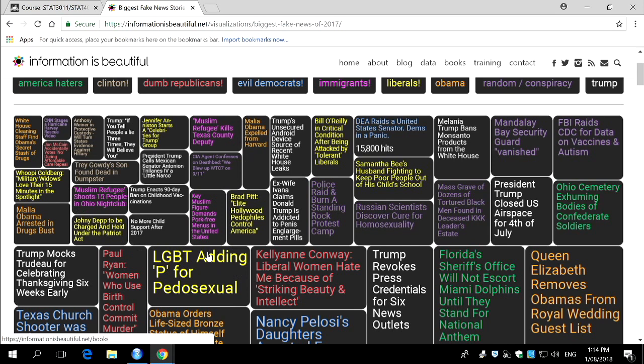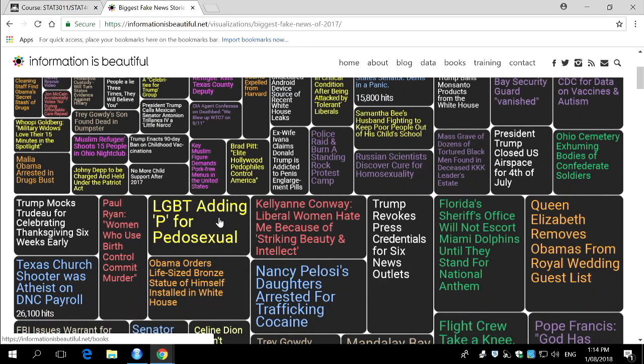Comparing this one, LGBT adding P for pedosexual, I don't know, whatever. And this one, Trump revokes press credentials for 6 news outlets. These two are not next to one another and they're oriented differently. And so, again, it's just hard to tell the difference.